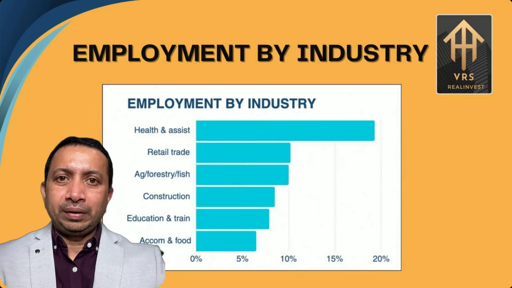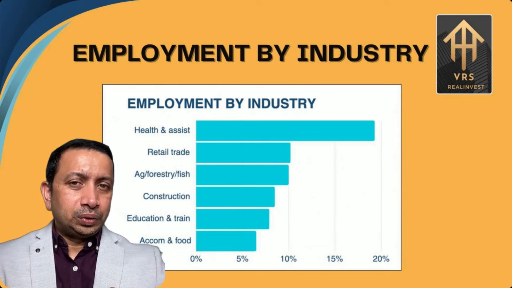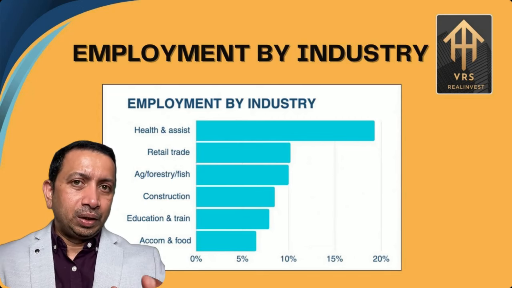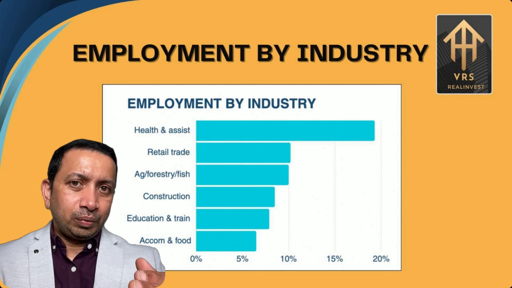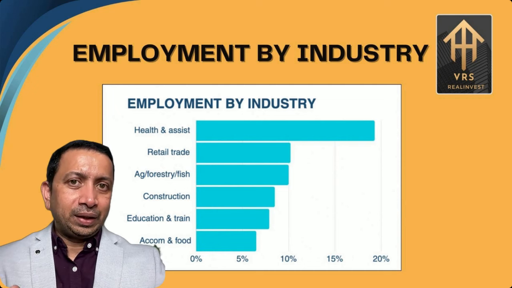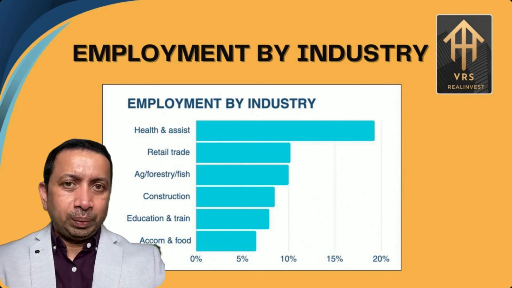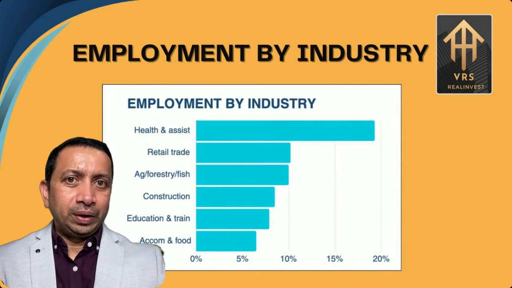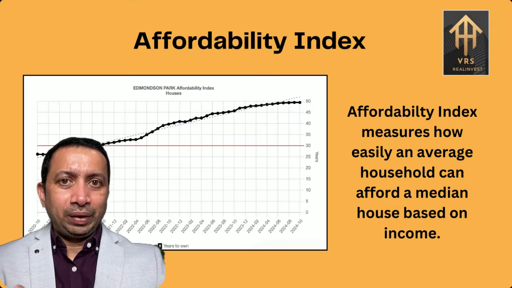And the employment by industry, this shows the quality of the suburb. What kind of people are living in the particular area detects the quality of the suburb. So you need to identify a place where high quality people are living in that particular area.